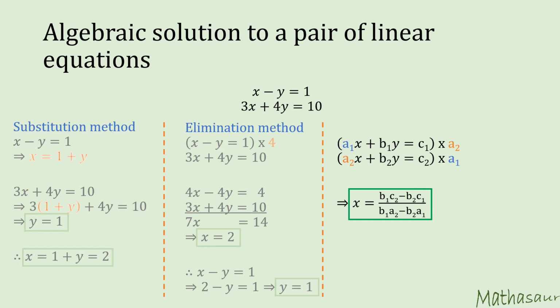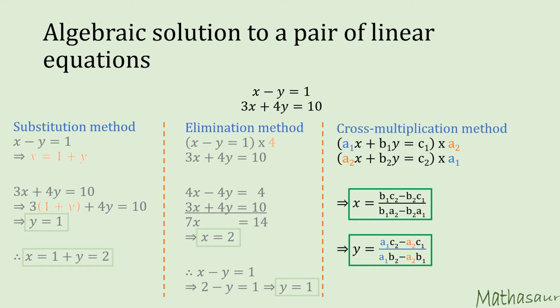So this time, let us multiply the first equation with a2 and the second equation with a1. We would follow a similar process of elimination and find a similar formula for variable y. Now this method is known as cross multiplication method. Note that we are cross multiplying both the equations with coefficients from the other equations.